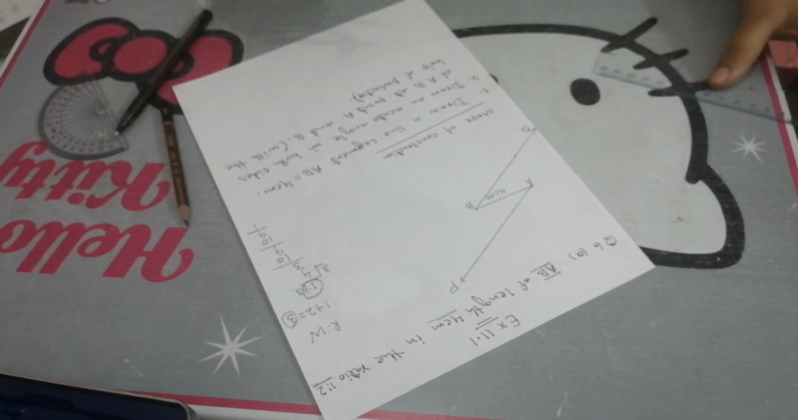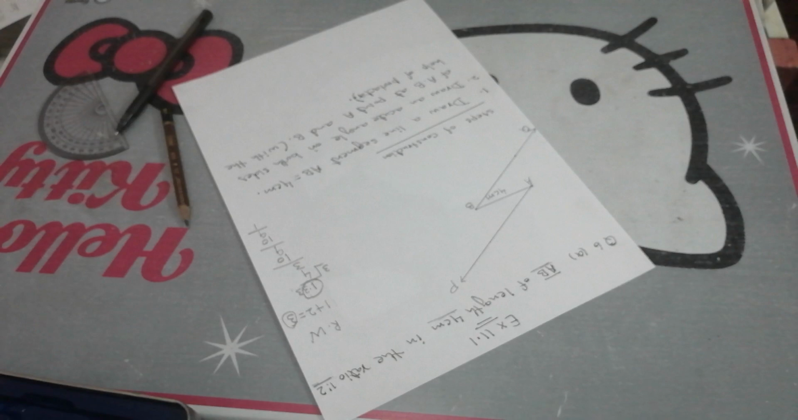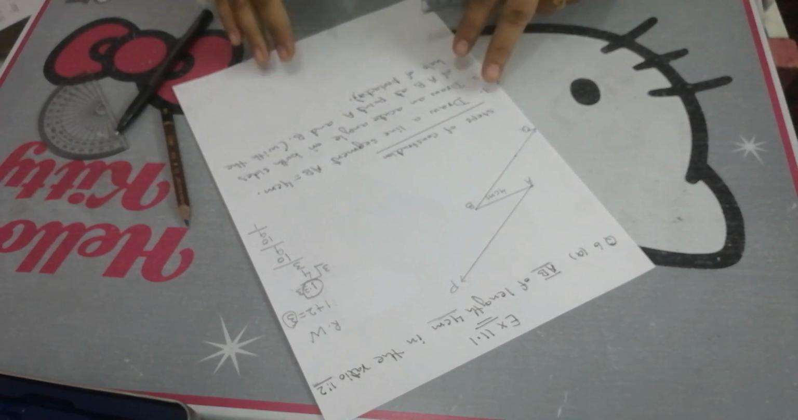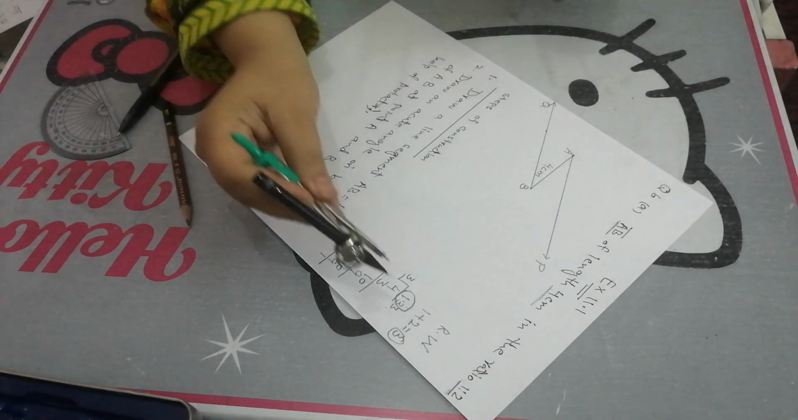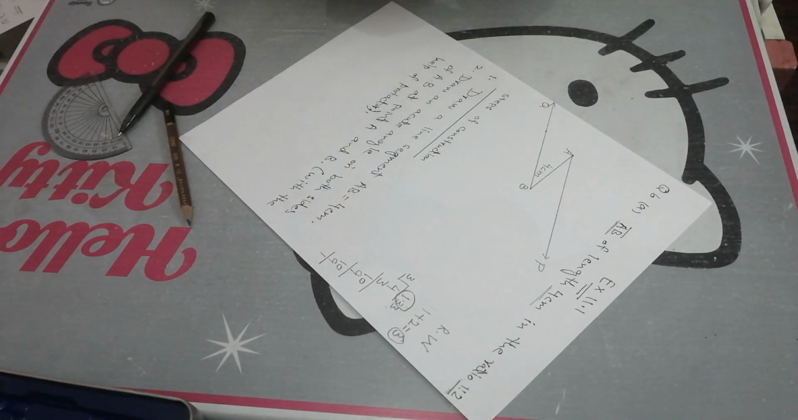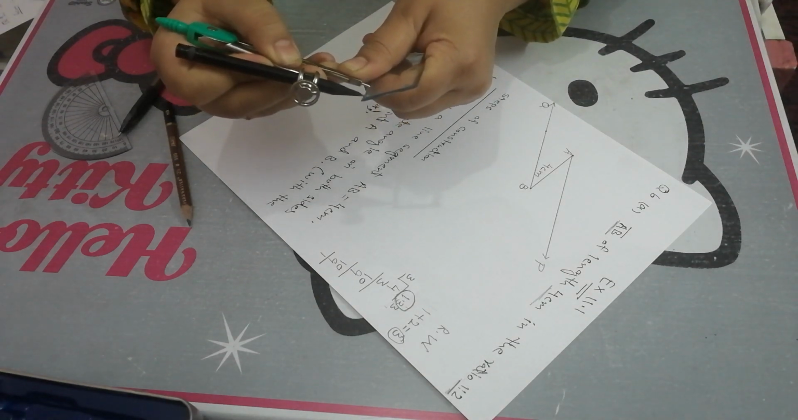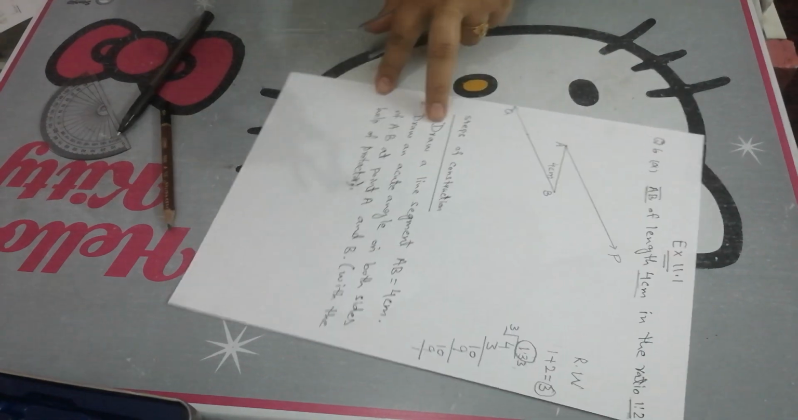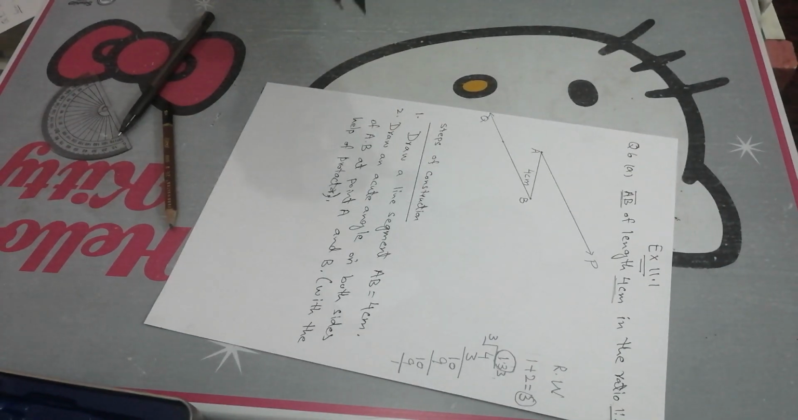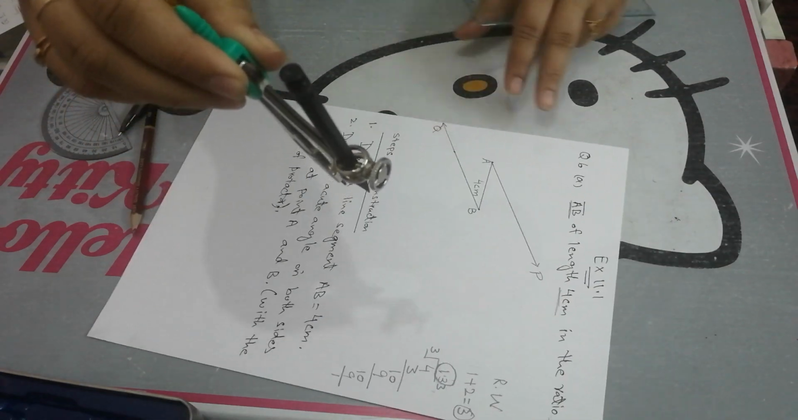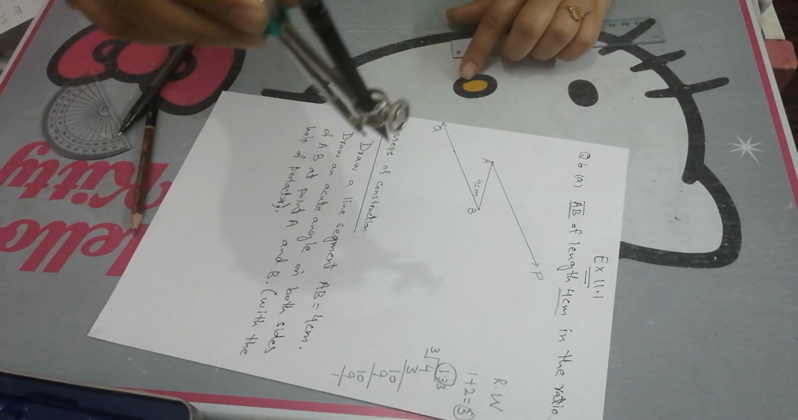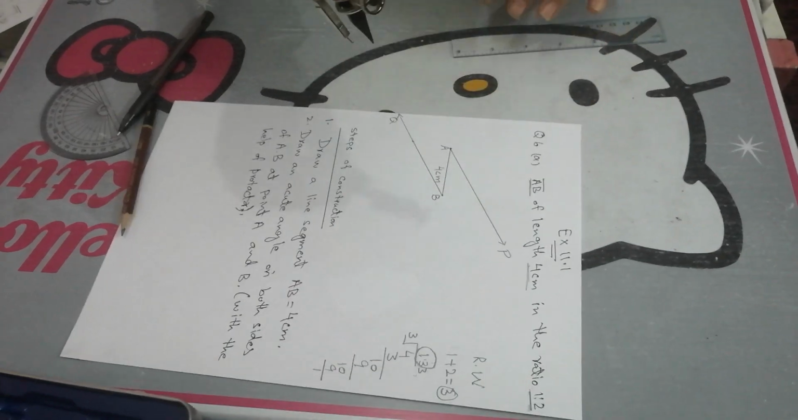How many arcs are we going to draw? We are going to draw 3 arcs, because you have to draw the sum of the ratio. So the length which we get is 1.3. You open your compass to 1.3. Once you open your compass, you hold it from this point, and don't move your compass once you have opened it.